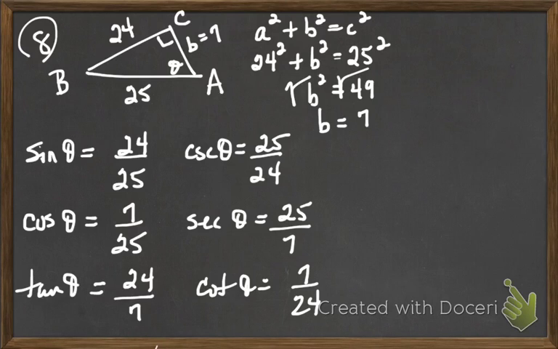Cosecant comes out to be 25 over 4, secant 25 over 7, cotangent 7 over 24. All right, if you're having trouble with opposite and adjacent, here's something that you can do. You can highlight the hypotenuse. If you highlight the hypotenuse, that makes you realize that 25 could never be opposite or adjacent. 25 is the hypotenuse. It is never the opposite leg or the adjacent leg.